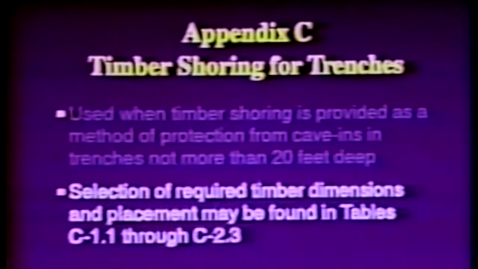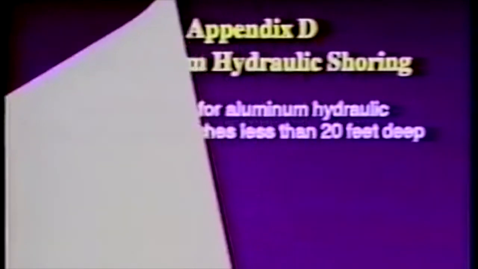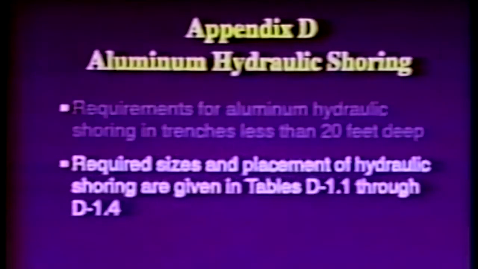Each table presents the minimum sizes of timber members to use in a shoring system. Tables C11 through C13 are for actual size. Tables C21 through C23 are for nominal size. Appendix D sets forth requirements for aluminum hydraulic shoring in trenches less than 20 feet deep. This appendix must be used when manufacturers' tabulated data are not available. Required sizes and placement of hydraulic shoring are given in tables D11 through D14.